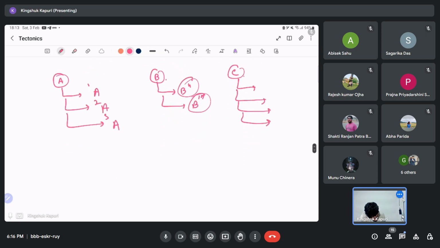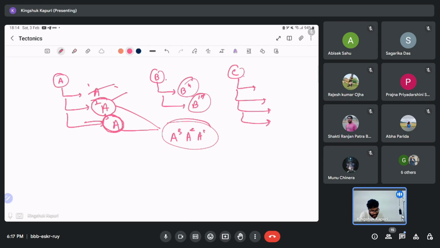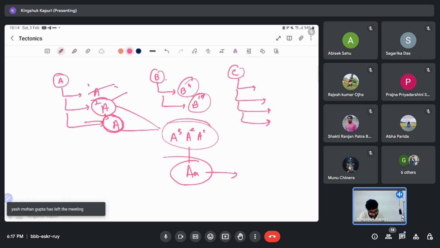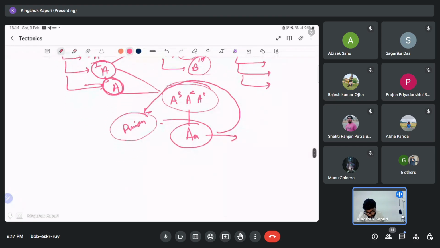Now if this isotope of A, let's suppose A3, and this isotope A2, if any two or any three isotopes, let's combine A3, A2, A1, if these three combine with each other and produce a different kind of isotope, a different kind of element, let's say AA, this element has been created by the process known as fusion, right? And it's a nuclear process. So for example, you all know about the element hydrogen, right?